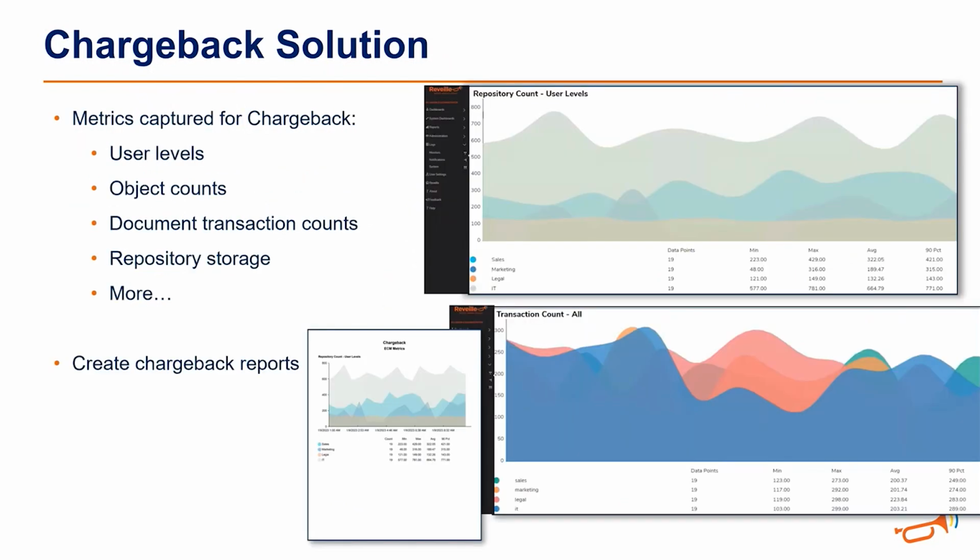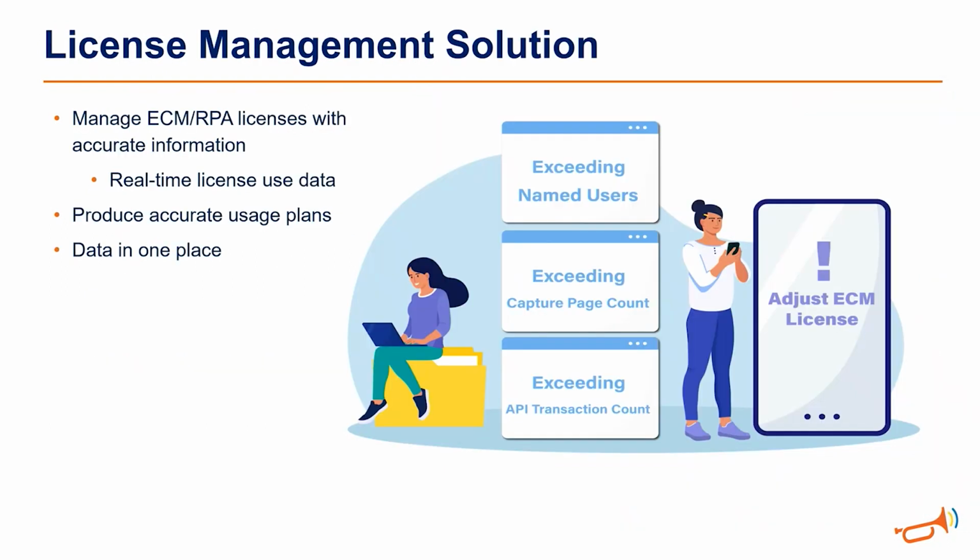Information like user levels and object counts, document transaction counts, and repository storage all go into providing information that allows companies to charge back these lines of business based upon actual usage and not just a random divvying up of the overall costs. Our license management solution pack often combines with our chargeback solution pack to provide customers and MSP providers the information they need to keep track of the actual usage of the licenses that they're paying for.